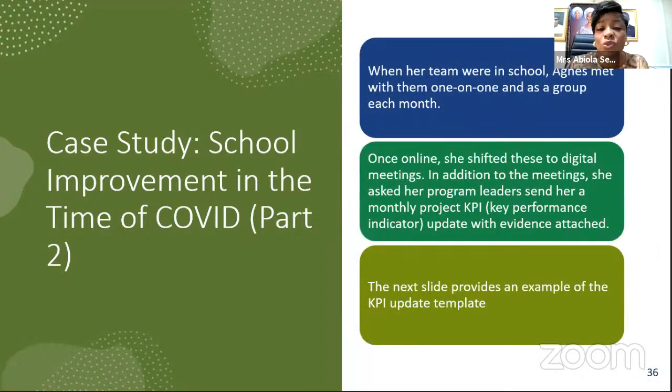So when her team were in school, Agnes met with them one-on-one and as a group each month. Okay, we don't know what the frequency of that was. Once online, she shifted these to digital meetings. So she didn't say, oh, we can't meet physically. No, she said, okay, let's do digital meetings. In addition to the meetings, she asked her program leaders to send her a monthly project key performance indicator report update with evidence attached. So they won't just say, oh, we've done this. Where is the evidence you have done that? Okay, the next slide provides an example of a KPI updates template.